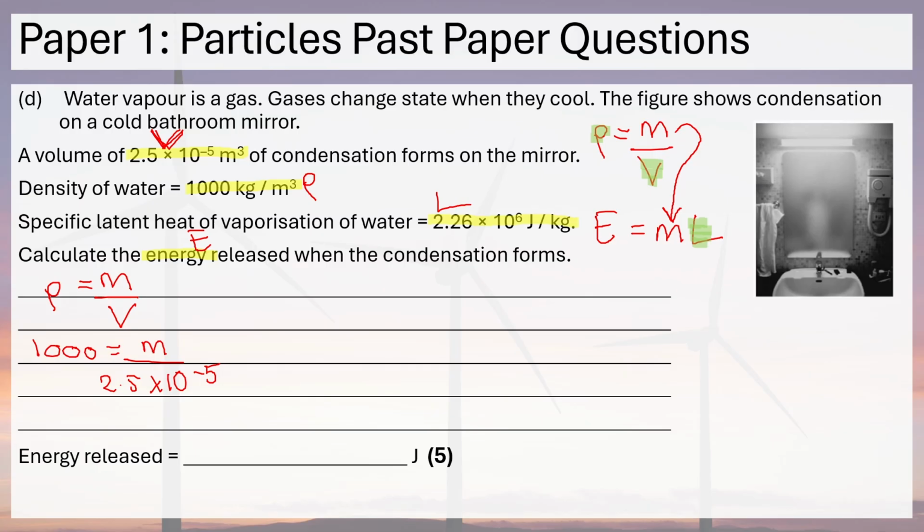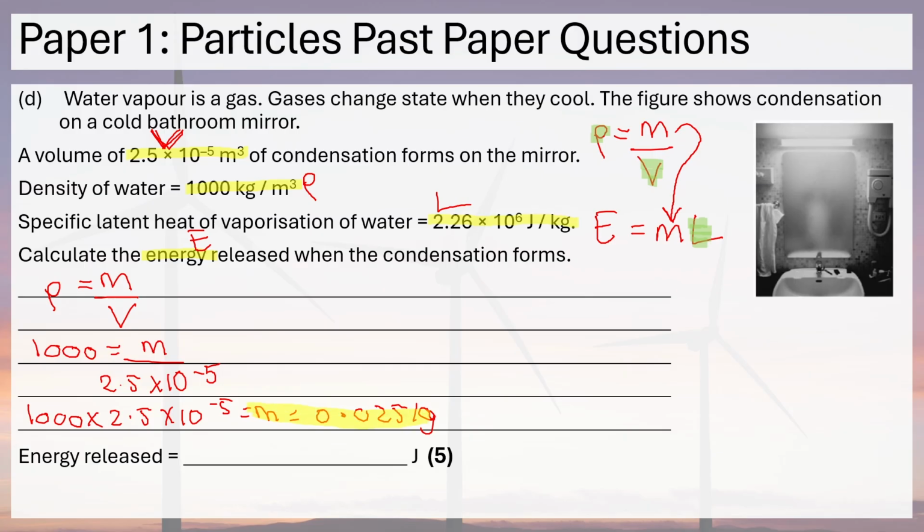Now to get mass, I'm going to have to multiply both sides by 2.5 times 10 to the minus 5. At the moment, mass is divided by that number, so I need to multiply to get mass on its own. So I've got 1,000 multiplied by 2.5 times 10 to the minus 5 equals the mass, and that comes out at 0.025 kilograms. So I've now got another known. I now know that mass is 0.025 kilograms.